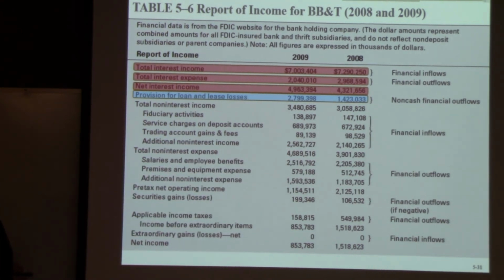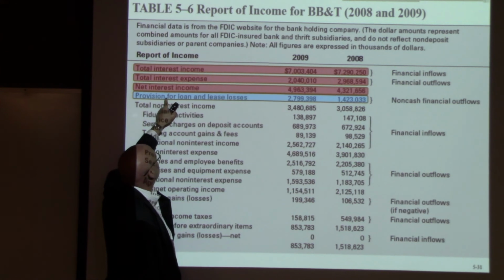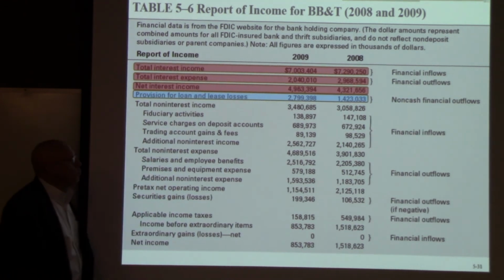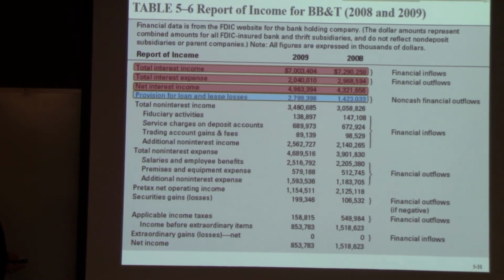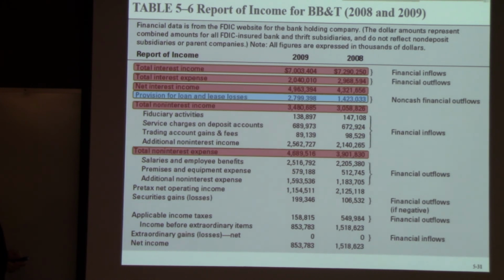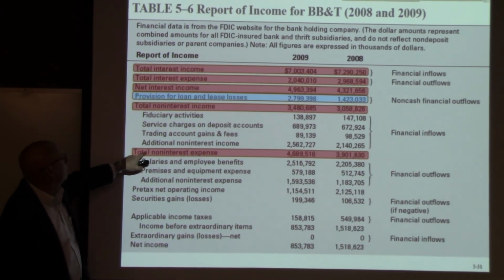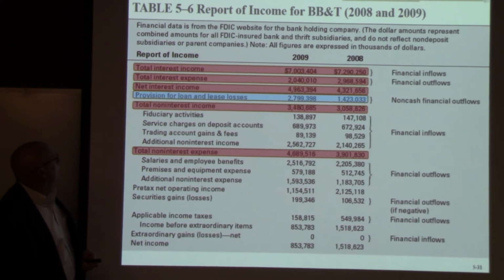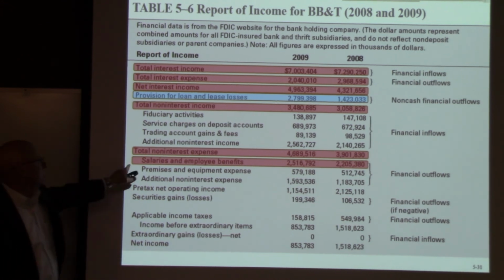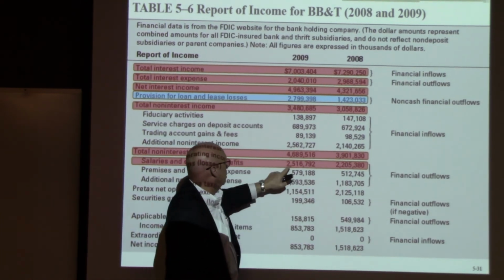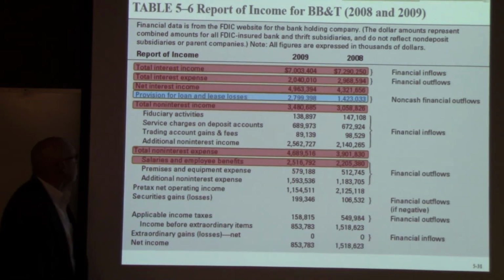Then we have total non-interest income. So we have net interest income, less provision for loan and lease losses, and that really shows us how much money we're making on our loans. All right, so our non-interest income is all these fees here. And then we have salaries and benefits right here, 2.5, compared to interest expense of 2. So you get a sense of how big that is as well.